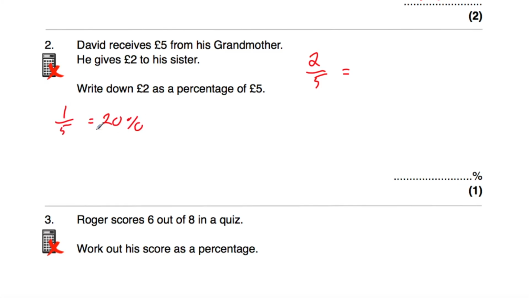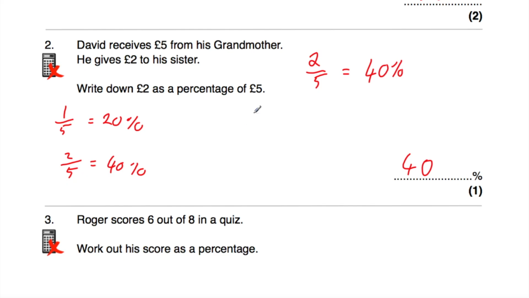You should know that off by heart, that a fifth is 20%. So 2/5 would be double that, which would be 40%. So 2/5 is 40%. That means that £2 as a percentage of £5 would be 40%. So that's one way to do it, is to know it off by heart, that a fifth is 20% and 2/5 is equal to 40%.